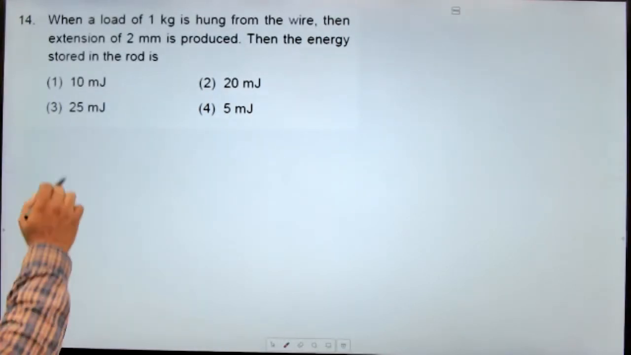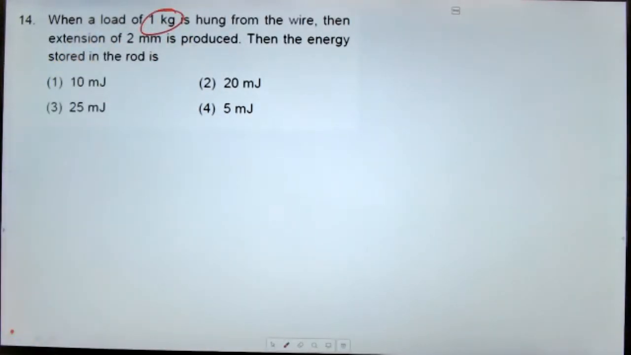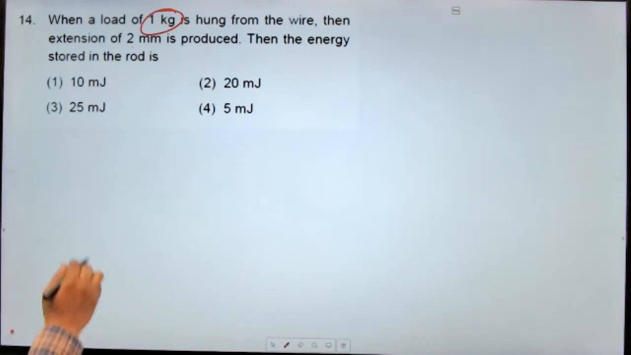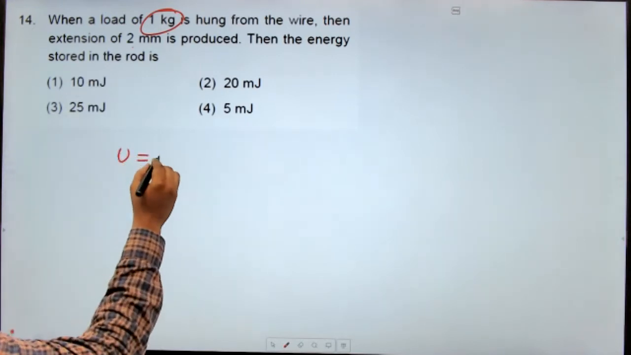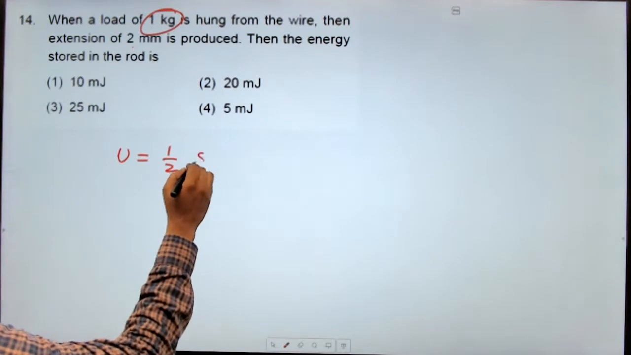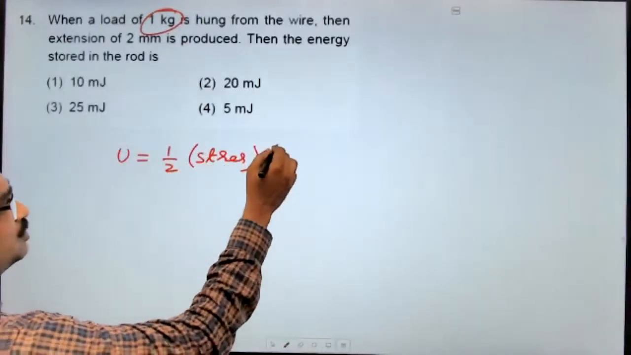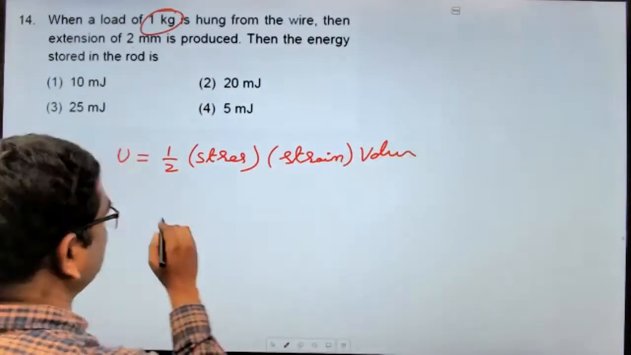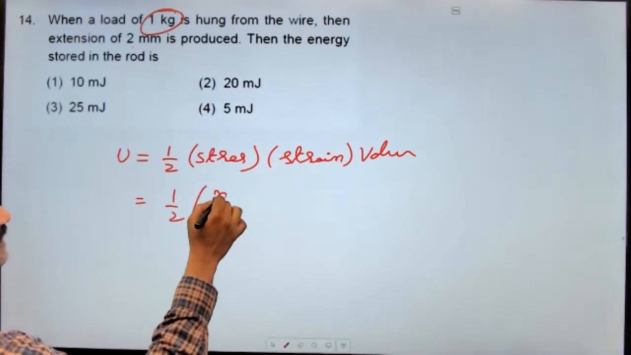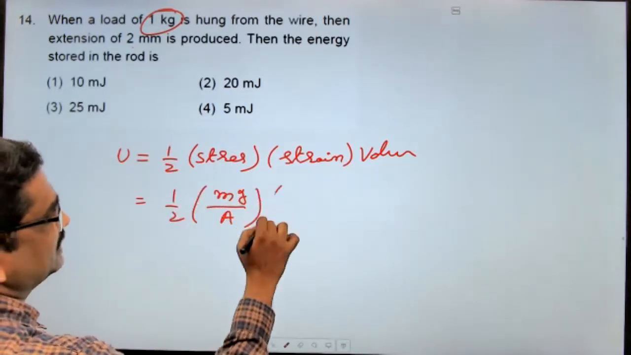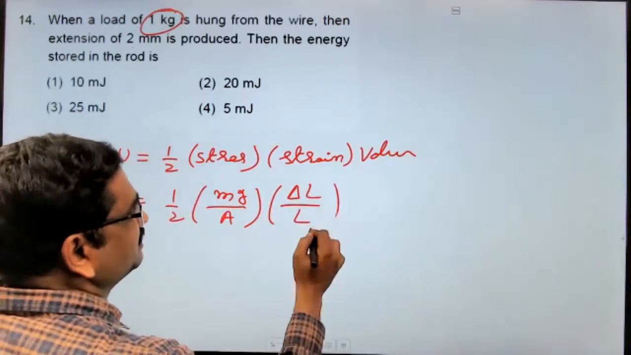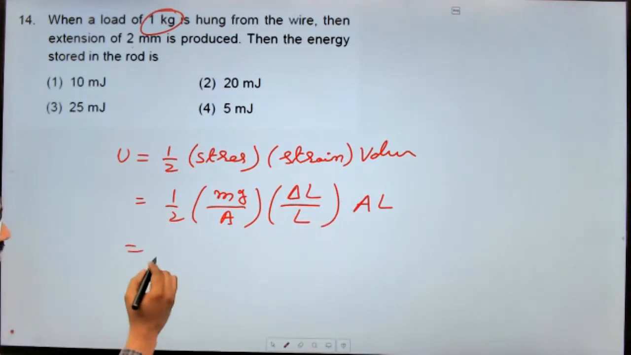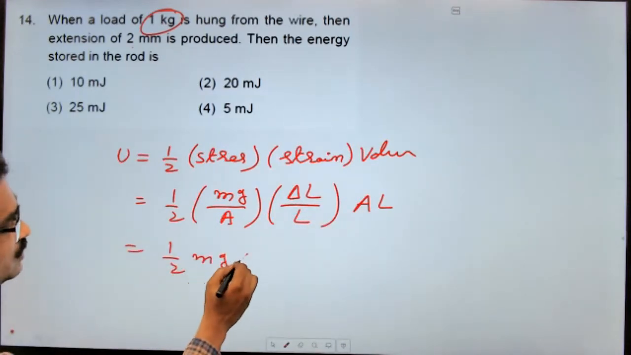Now, 14th. When a load of 1 kg hangs from a wire, an extension of 2 mm is produced, then the energy stored in the rod. So energy stored equal to 1 by 2 into stress into strain into volume. Substitute the values. 1 by 2 into stress, which can be written as mg by area. Next, strain is change in length by initial length. Volume is area into length. Now cancel area into length here. Then 1 by 2 into mg into delta L.